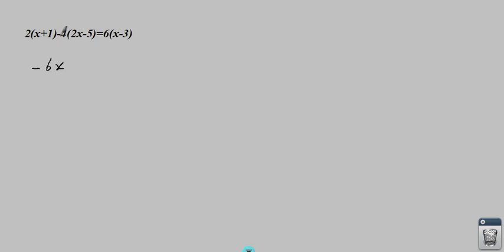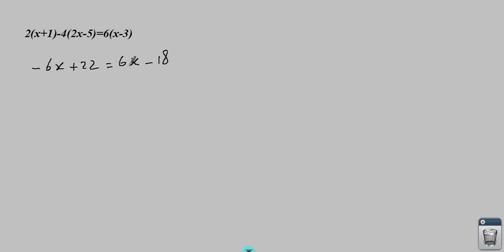2. And this is 20. Minus 4 times minus 5 is 20. 2 plus 20 is plus 22. Equals, expand, 6x minus 18.